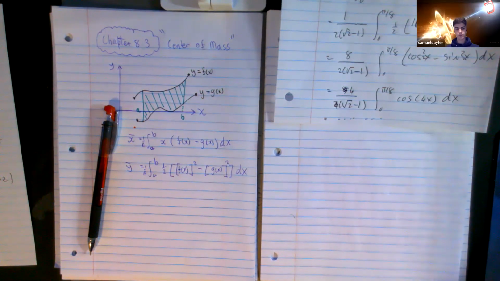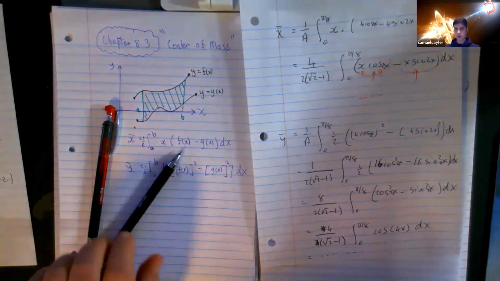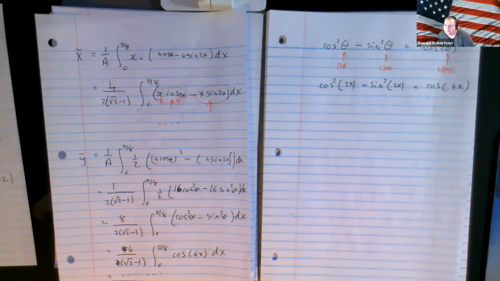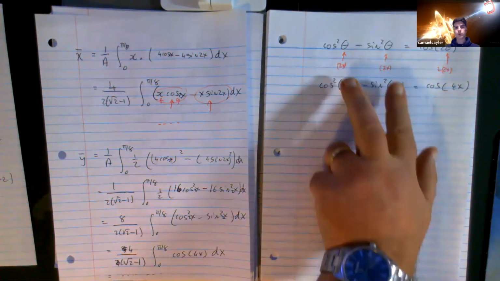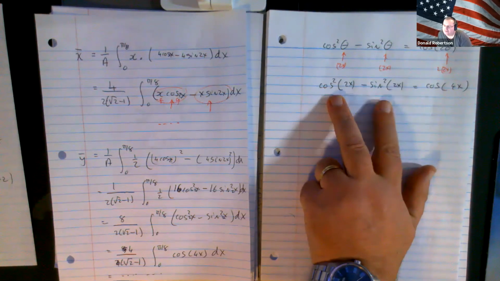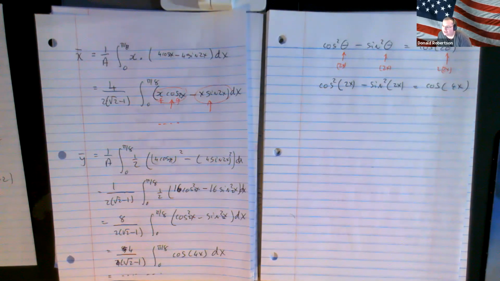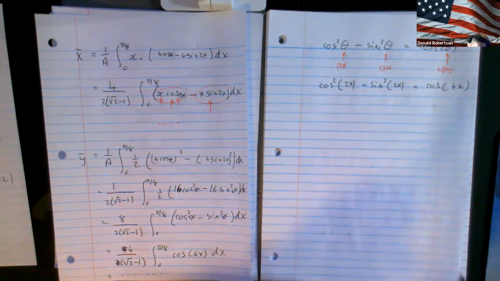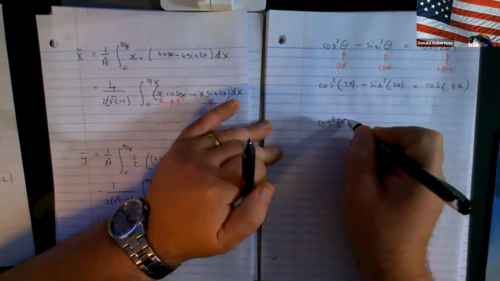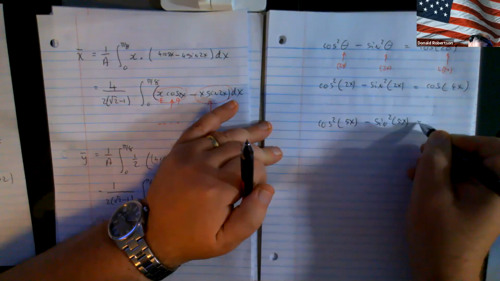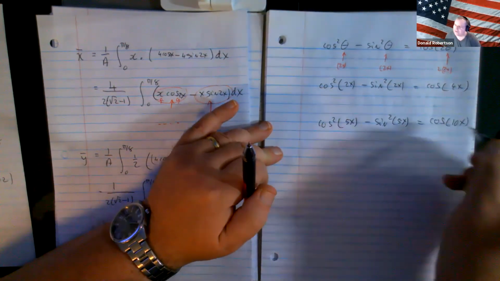Could you show us that equation? The double angle? Yes. It is. Okay. I'm using this trig identity and I'm just adapting it to a new situation where instead of having an x or a theta, I have a 2x or a 4x or a 10x. You could do it for anything. For instance, if I wanted to do cos squared of 5x, take away sine squared of 5x, it would be the cosine of 10x.